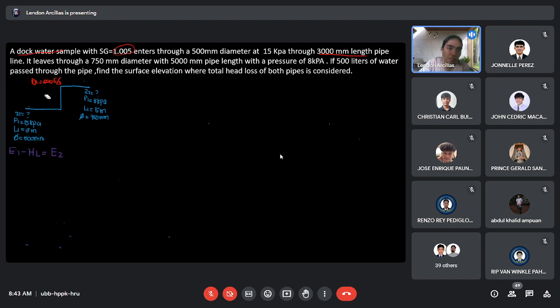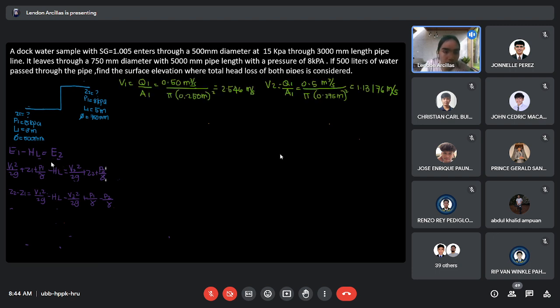So the formula here is we are considering friction since meron tayong binigay na mga length. So head loss. So magiging ganito yung formula, minus head loss. Okay, so ang hinahanap dito is the difference of the elevation from point 2 to point 1. Find the surface elevation where the total head loss of both pipes is considered. So we need to consider the head loss.